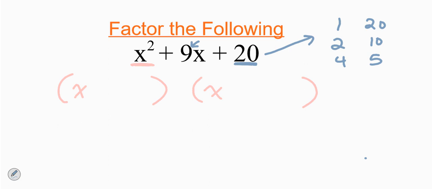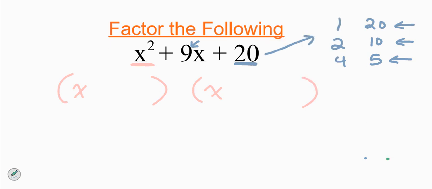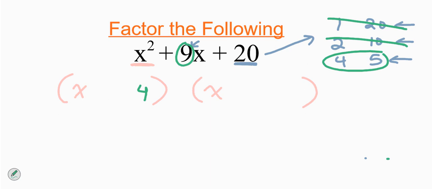All right. We're going to put one of these pairs in our parentheses. Which one? We're going to pick the ones that also add to equal 9. So let's see. 1 plus 20, does that equal 9? No. 2 plus 10? Nope, that's 12. 4 plus 5, this is our winner. Ding, ding, ding, ding. We're going to put a 4 here. We're going to put a 5 there.